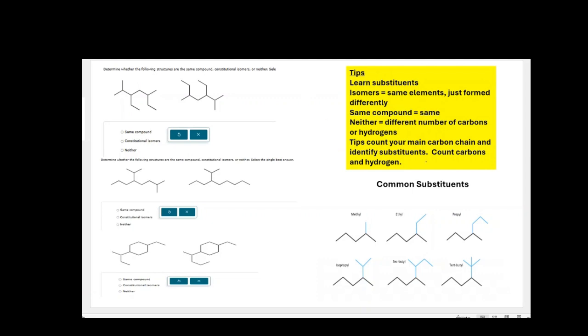So, what Alex is asking us to do in this question is determine whether the following structures are the same compound, constitutional isomers, or neither. And what it's going to do is show us two different compounds or structures.